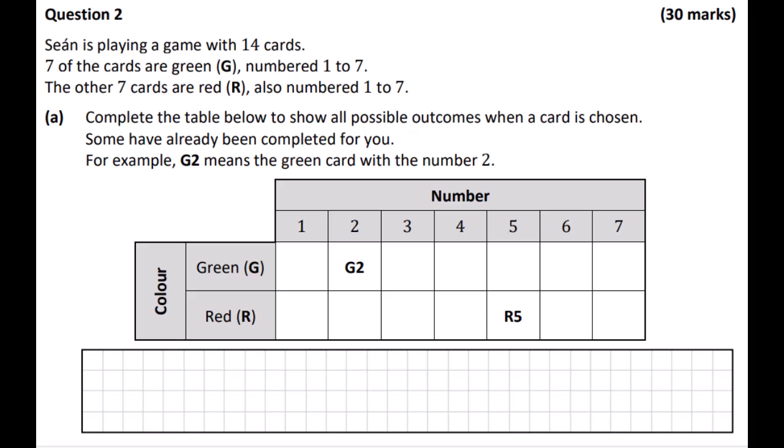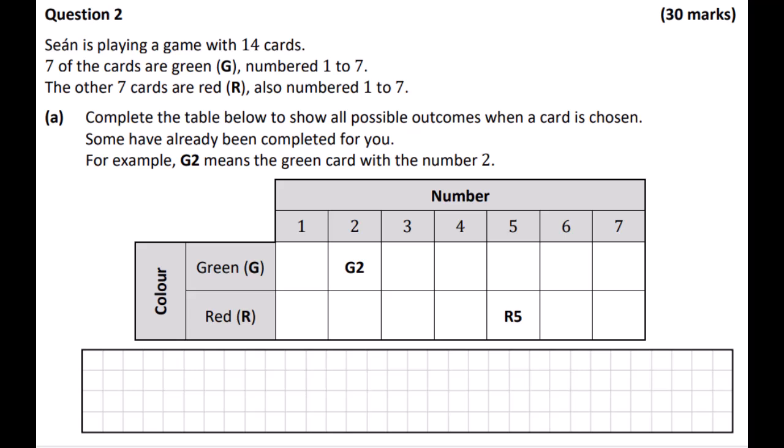Okay, so this is question 2. Sean is playing a game with 14 cards. 7 of the cards are green, numbered 1 to 7. The other 7 cards are red, also numbered 1 to 7. Complete the table below to show all possible outcomes when a card is chosen. Some have already been completed for you. For example, G2 means the card is green with the number 2.